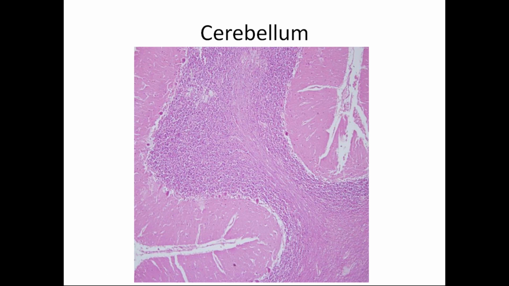So the outer layer is a paler layer called the molecular layer, then a single layer of cells which are the Purkinje cell layer, and then the inner, or third layer, is a granular layer. In between the granular layer, then you have the white matter of the cerebellum.